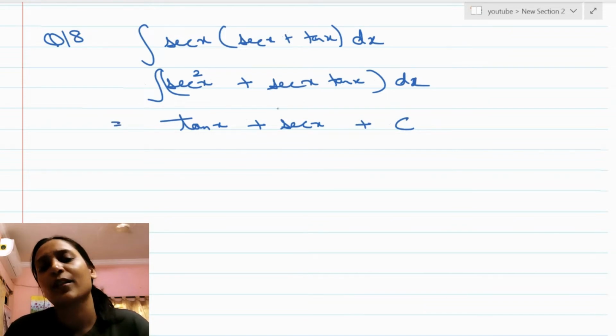Another very important tip is, if you're ever not sure about your integral answer, always differentiate it and see if you're getting the question. If you differentiate it, then you will get the same question, and that will confirm your answer is correct. Let's move ahead to question number 22 of this exercise.